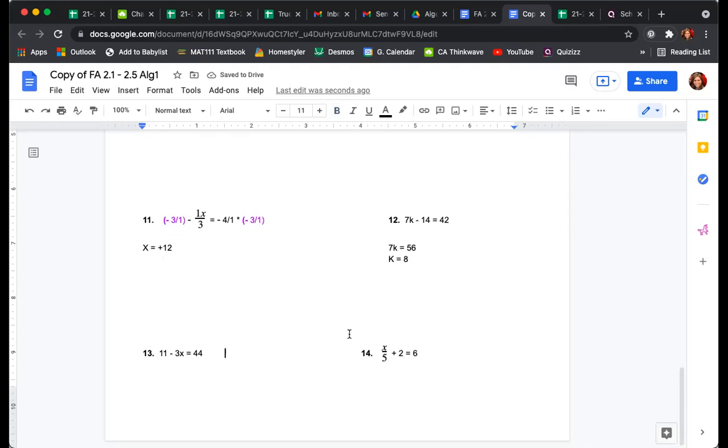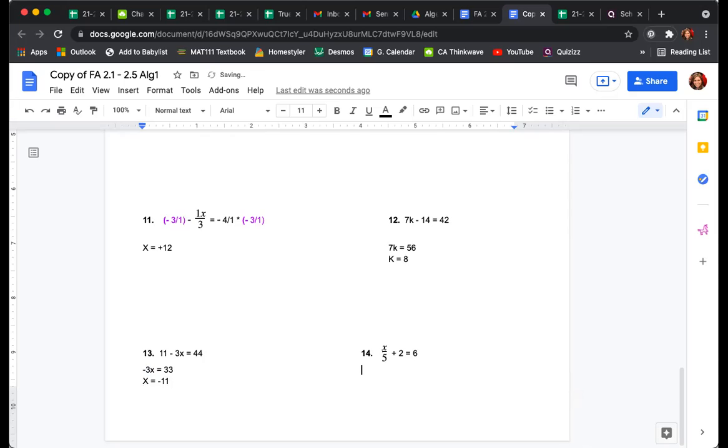Moving on to our last two equations. This one is written a little differently. The variable is over here. The 11 is what needs to go. So this is a positive 11. The only way I can move it is if I subtract 11 on both sides. So negative 3x equals 44 minus 11 is 33. Now I want x. This needs to go away. The only way to undo negative 3 times x is to divide by negative 3 on both sides. And so x equals negative 11.